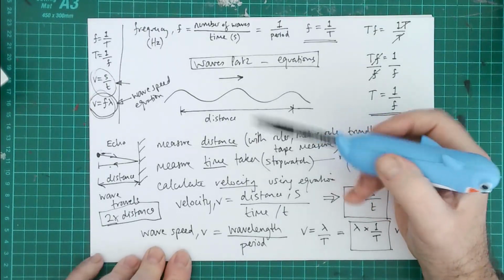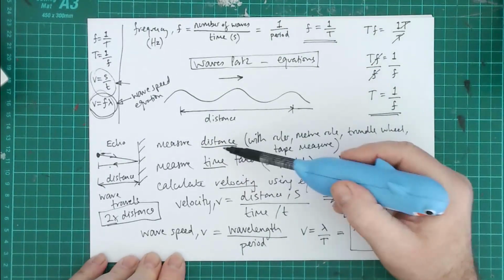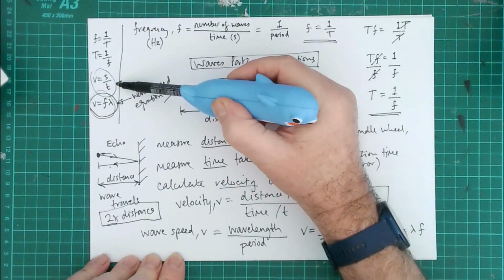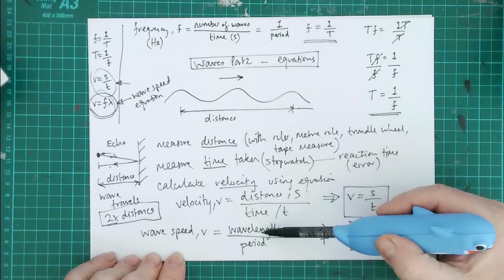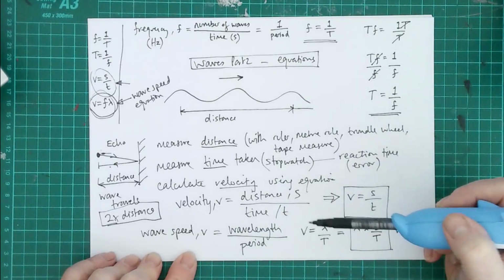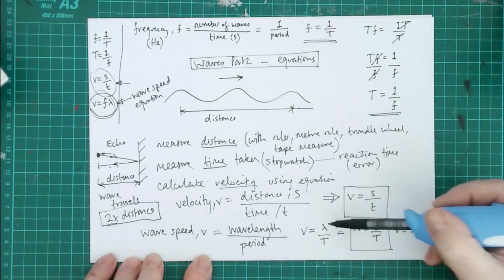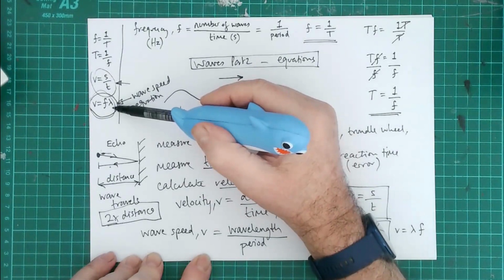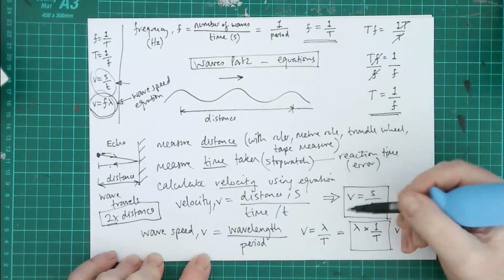We've got 4 equations, depending on what you've got. If you've got distance and time, you're going to use this one. If you've got frequency and period, or if you've got frequency and wavelength, you're going to use this one. Okay, we'll practice using that in another video. Alright.